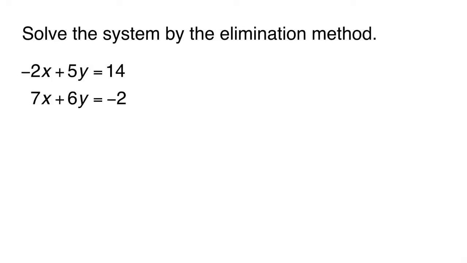Solve the system by the elimination method. Negative 2x plus 5y equals 14. 7x plus 6y equals negative 2.